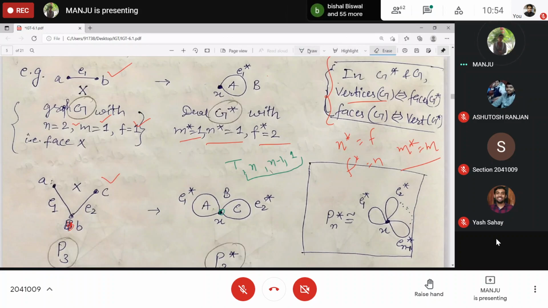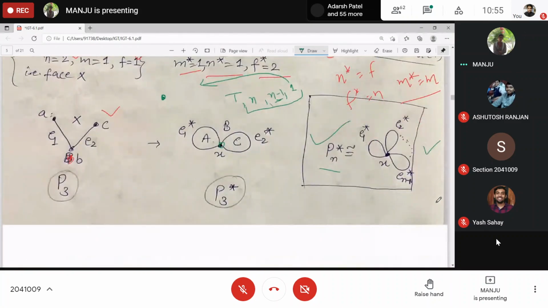Corresponding to this tree, what about T star? It will have n minus 1 loops. So one vertex corresponding to this one, n minus 1 loops, and n faces, out of which n minus 1 are bounded and 1 is unbounded. So this is also a tree Pn, and Pn star will be this one. Clear?